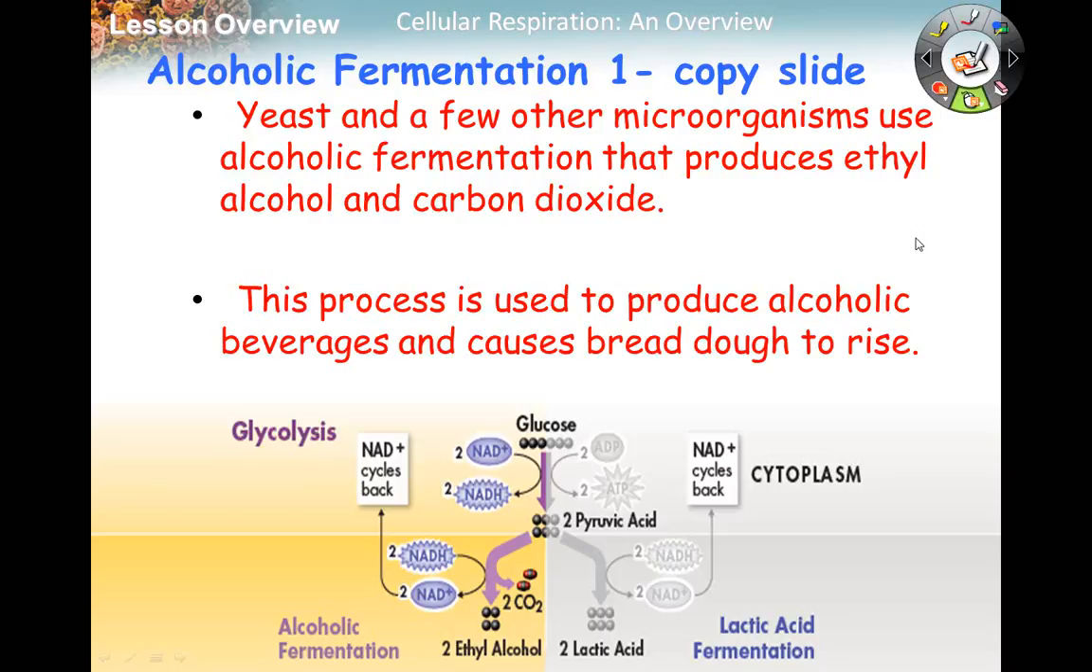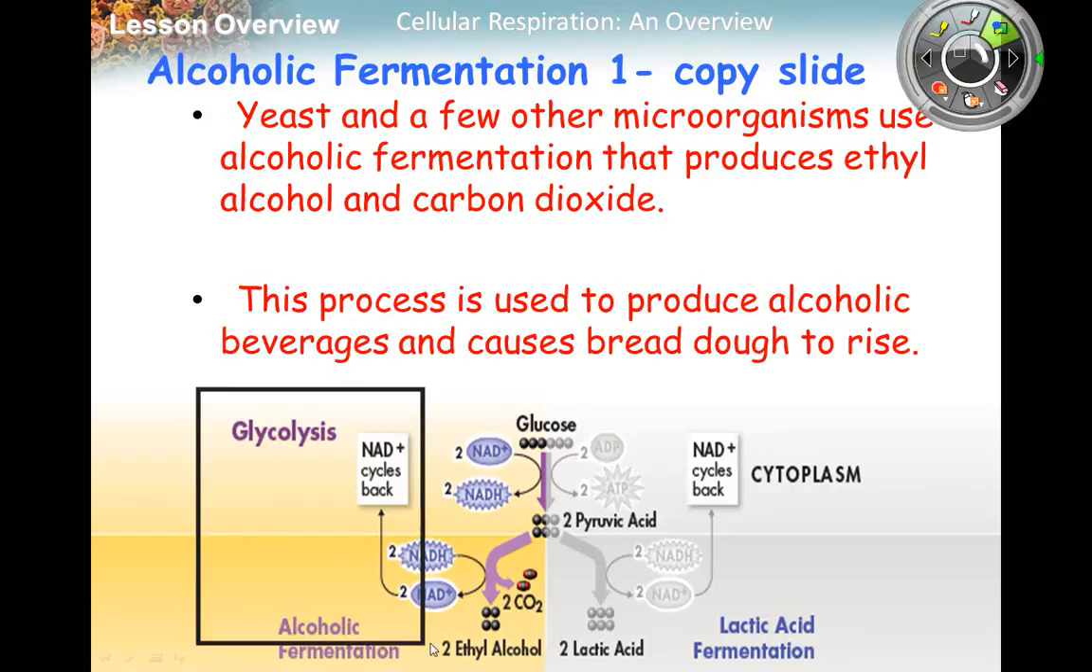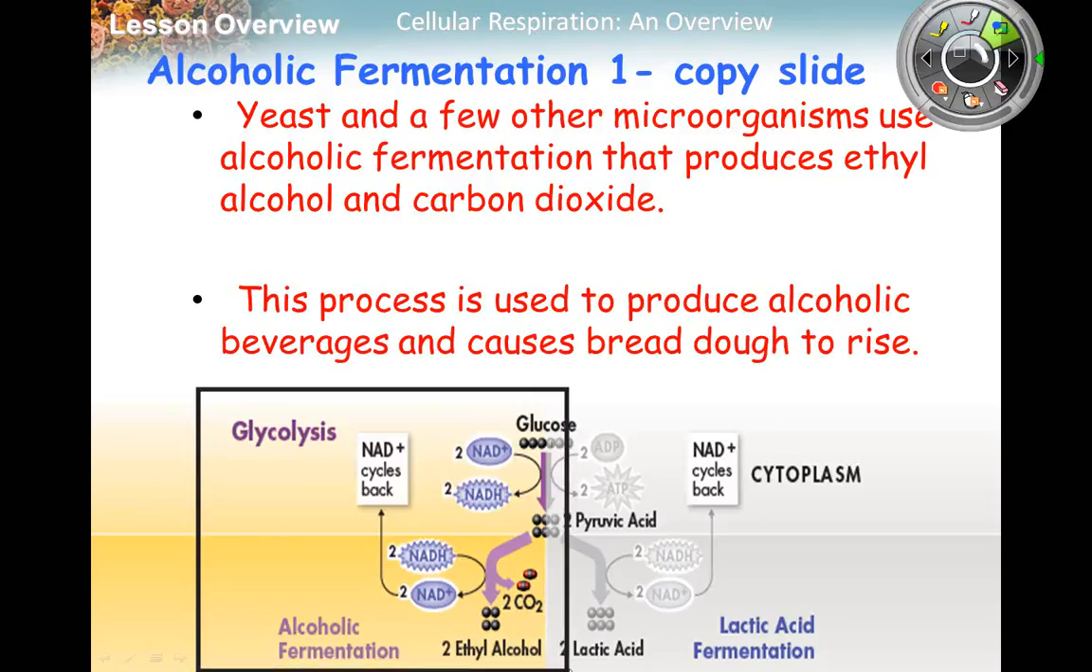Alcoholic fermentation, copy this slide. Yeast and a few other microorganisms use alcoholic fermentation to produce ethanol alcohol and carbon dioxide. This process is used to produce alcoholic beverages and causes bread dough to rise. This is usually done by things like yeast. Not you. We don't go through alcoholic fermentation. We go through lactic acid fermentation.